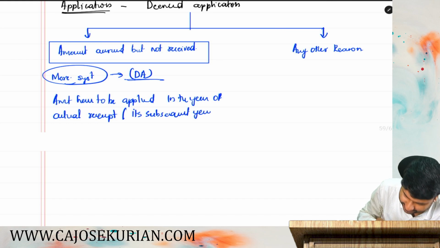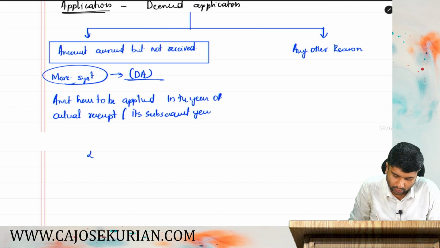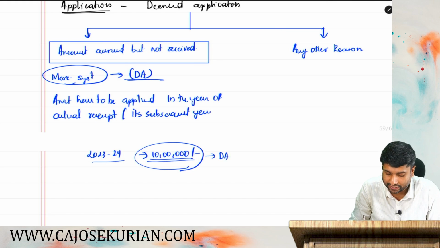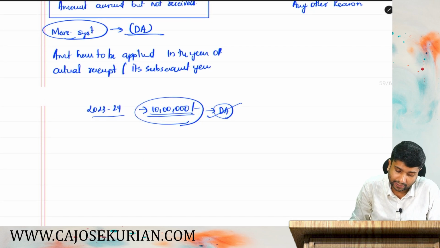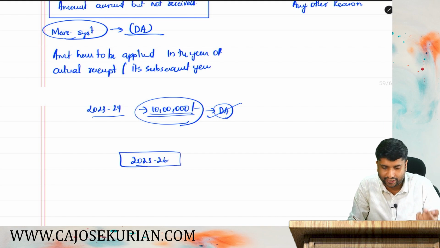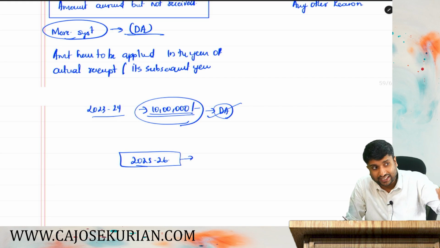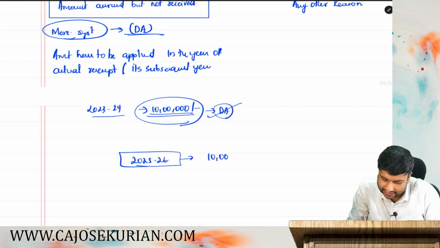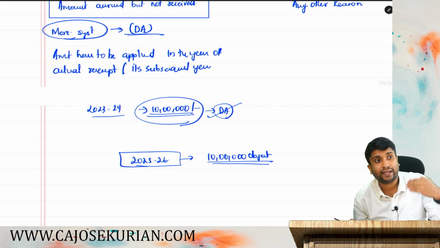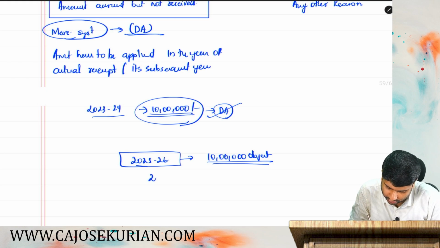That simply means, friends, listen, say for example, in 2023-24, 10 lakhs was accrued but not received. I can show this entire 10 lakhs as deemed application in 23-24. But this amount is actually received in 2025-26. So there is a condition. When I actually receive it, I should apply this entire 10 lakhs for my object either in the year of receipt or at least by the subsequent year.